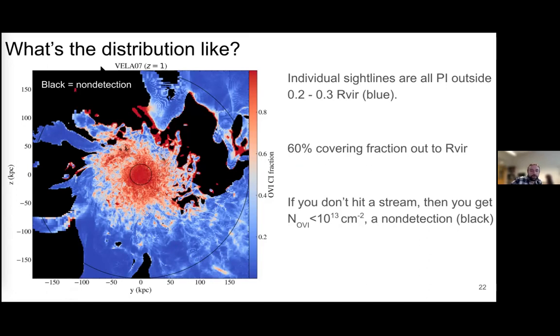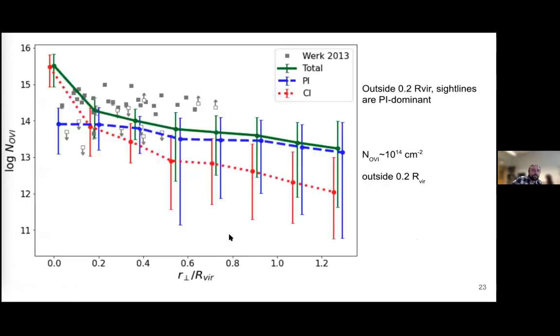We have pretty high covering fractions out to RVIR, but we only see oxygen 6 when we go through those inflowing streams. This is the same streams we've seen before, flowing in from the right and curling around with this clockwise rotation. If we miss the streams, then we get nothing. If we don't hit a stream, we get a non-detection, so that's black. So this is a different picture than what we saw before because the colors are changing, but ignoring the colors, that's what we're looking at.